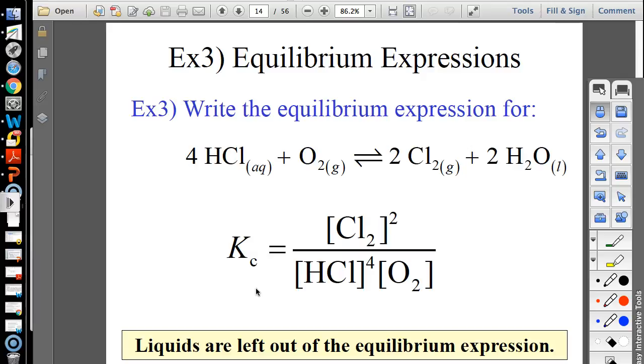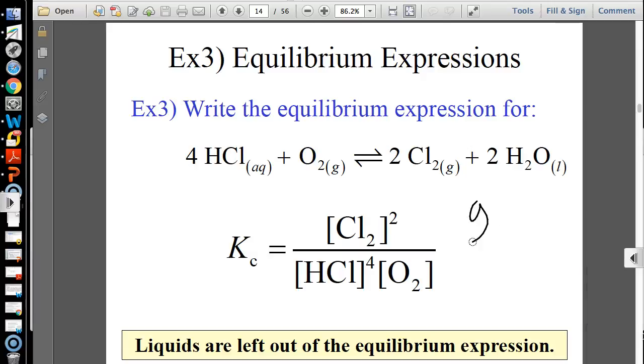But if you can't keep all that straight, it's only gases and aqueous things. So it just spells GAC, okay? GACs go in equilibrium expressions. So that looks like it's part of GAC. That's GAC. That's GAC. That's not. So now I still have products over reactants, and those go in. Aqueous things and gases, that's it.